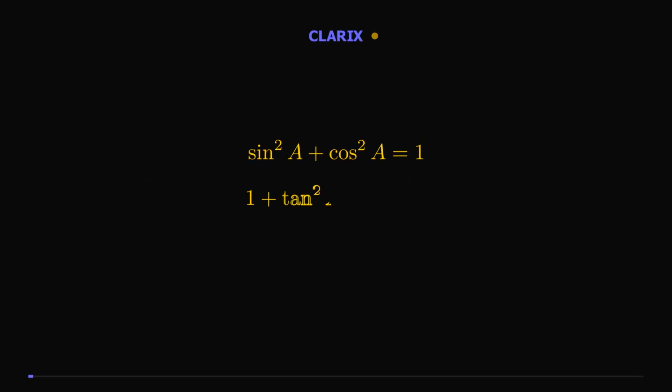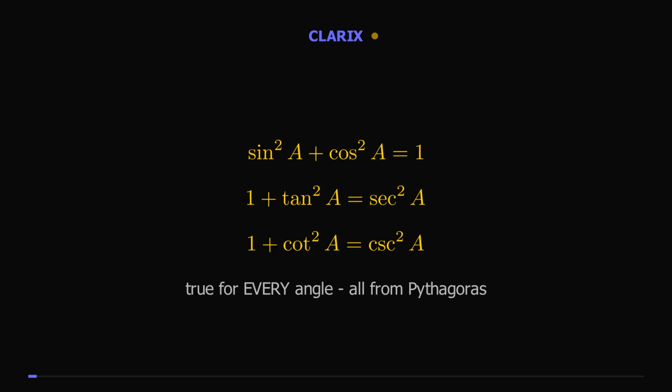There are three equations in trigonometry that are true for every single angle, not just the nice ones. They're called the trigonometric identities, and once you have them, you can simplify a monstrous-looking expression down to a single number, or prove that two sides of an equation are secretly the same. The best part, all three come from one theorem you already know, Pythagoras.